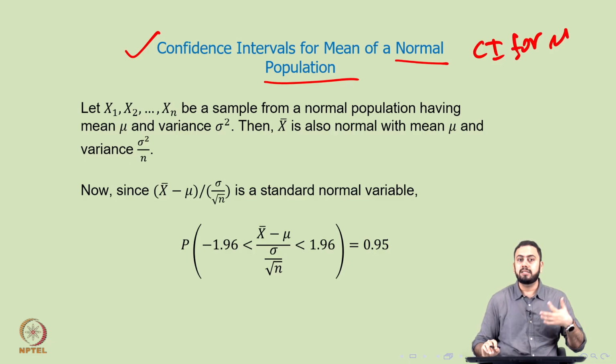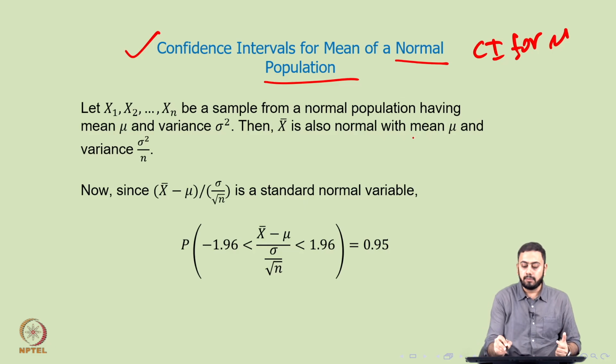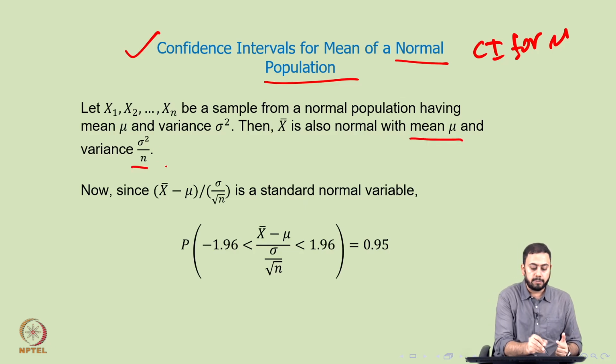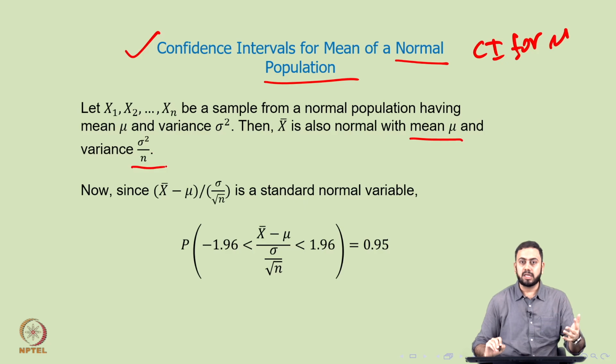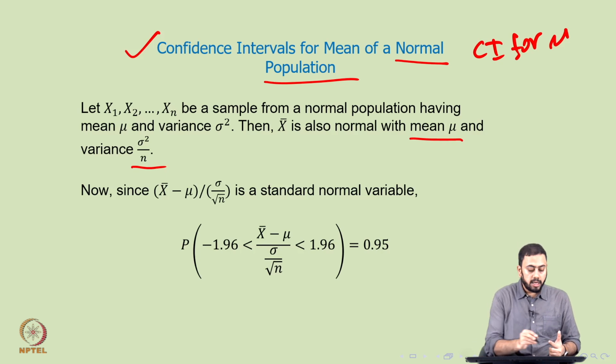So let x1, x2, x3 up to xn be a suitable sample from a normal population having mean mu and variance sigma square. Then, as discussed in the last session from the sampling distribution section, x bar also follows a normal distribution with the same mean mu but variance sigma square by n. This is the first property we require. So if you start with a sample coming from a normal population having mean mu and variance sigma square, then my sample mean is also normal with mean mu and variance sigma square by n.